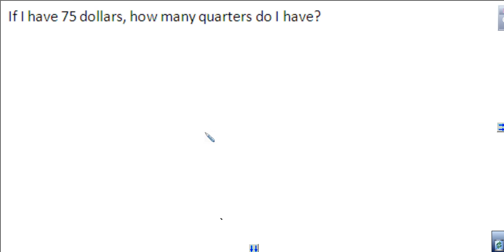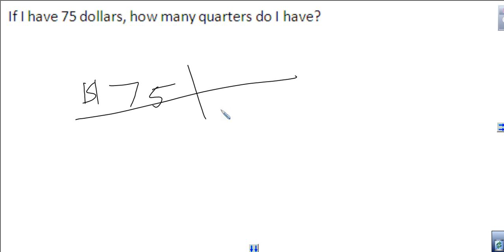So if I have $75, how many quarters do I have? Okay. So $75. All right, we set this up. What's my conversion right here? What's my conversion factor? $1 is 4 quarters. There you go. $1 is 4 quarters. So 4 times 75 is what? 300 quarters.